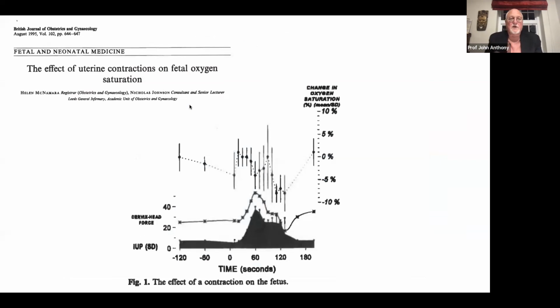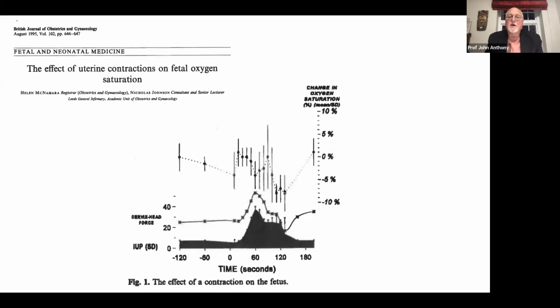And here's very old research. It comes from 1995, McNamara, published in the British Journal of Obstetrics and Gynecology, showing what happens to the fetal oxygen saturation in relationship to the contraction. So the contraction in the heavy bar comes along here, it goes up and it comes down, and the change in the fetal oxygen saturation is a drop towards the end of the contraction of between 5 and 10% in the fetal oxygenation.